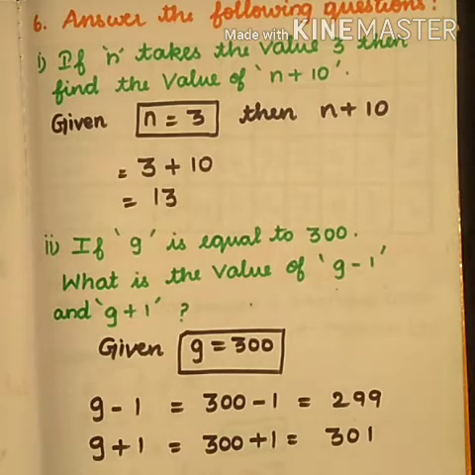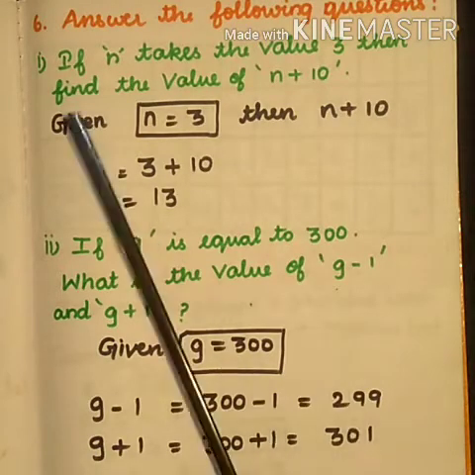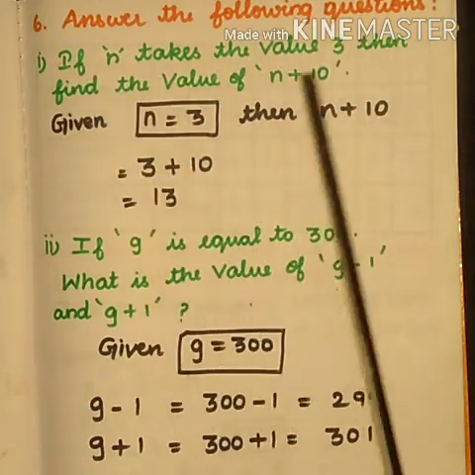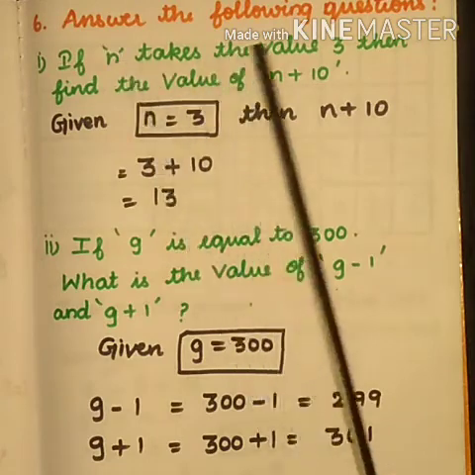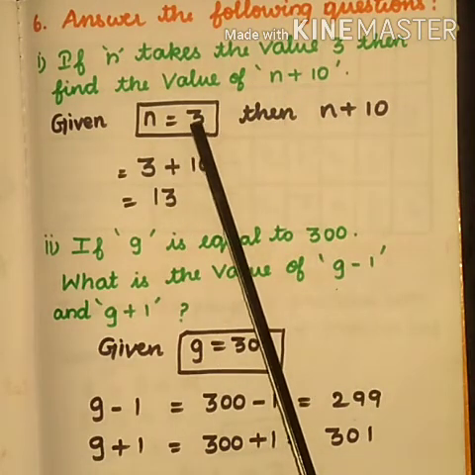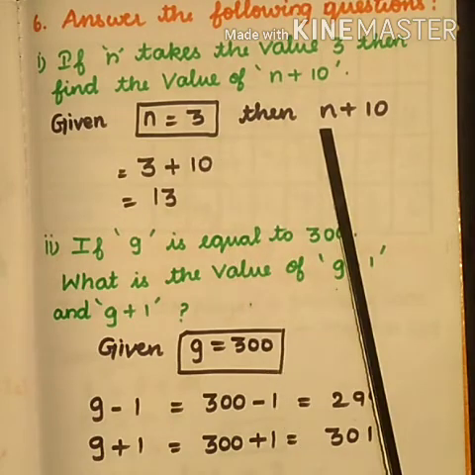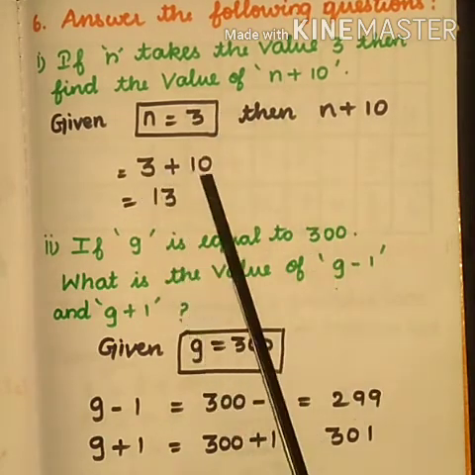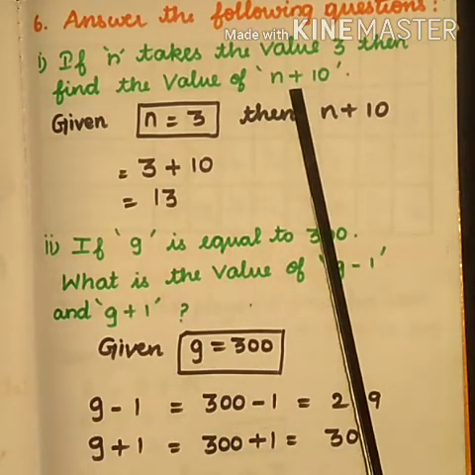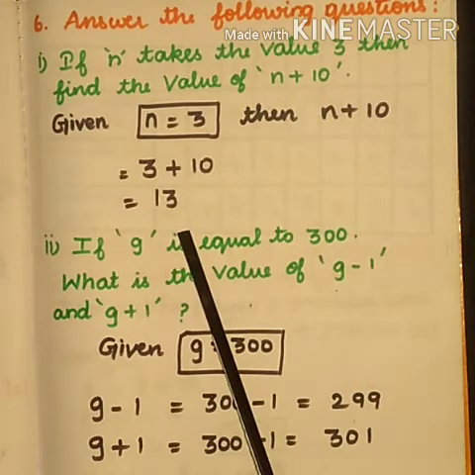Now let's see how to find the unknown value. If n takes the value 3, then find the value of n plus 10. n takes the value 3 means what? n equal to 3. Then you have to substitute 3 in the place of n. 3 plus 10 equal to 13. So the value of n plus 10 is 13.